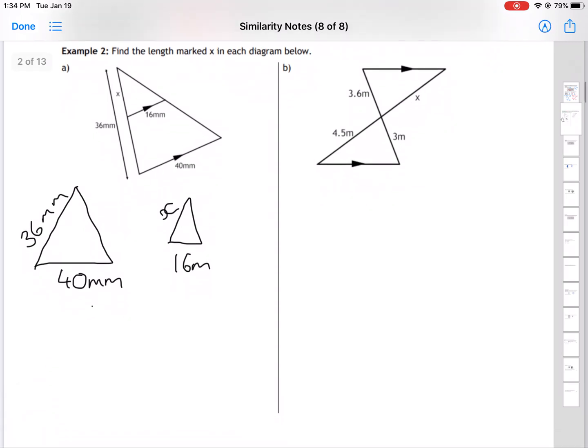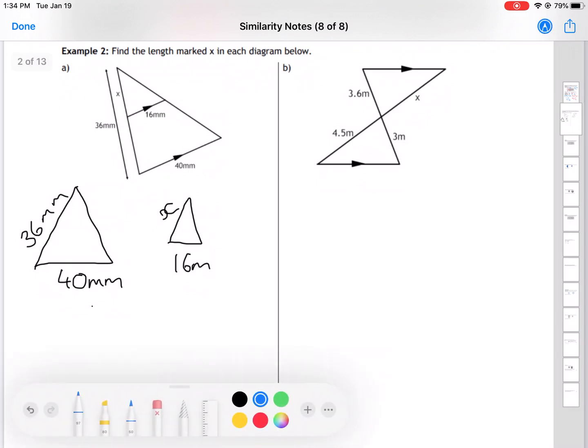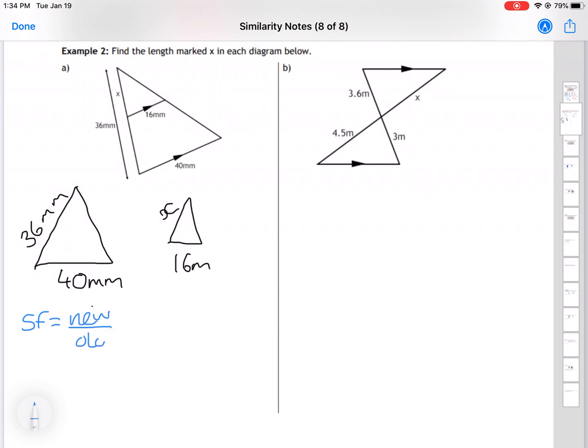Now, in order to complete this question, I do the same as I did on the previous slide. The scale factor is new over old. In the new shape, we have 16. So we're looking for the lengths that match up. That's why we have to rotate these triangles so we can match up properly what the length should be. So 16 is in the new shape because that's what we want to find. 40 on the bottom in the old shape. And we have to then simplify this fraction. It's easier to simplify the fraction just in case we don't have a calculator. So we can divide both of these by 8 and we will get 2 over 5.